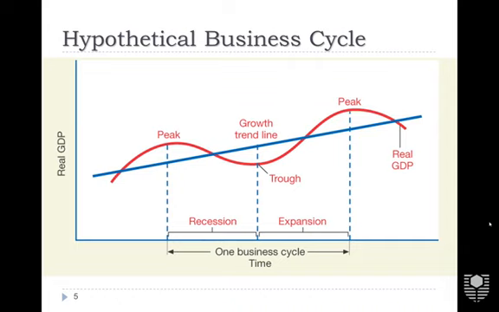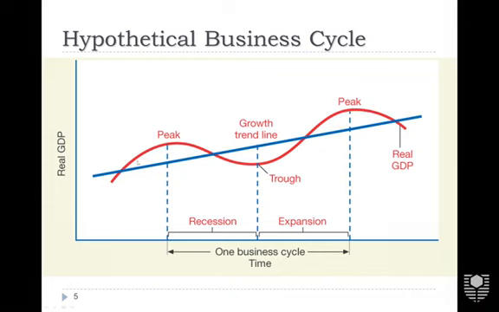This is a hypothetical business cycle. So what we do when we talk about a business cycle, we take time on this axis and we take real GDP here. This blue line is the trend line. Now, what is this growth trend line? This is a trend line that we expect for an economy. Looking at the current scenario, looking at the available resources, we would expect that the growth should take place at this rate. But actually, real GDP might not grow at that rate.